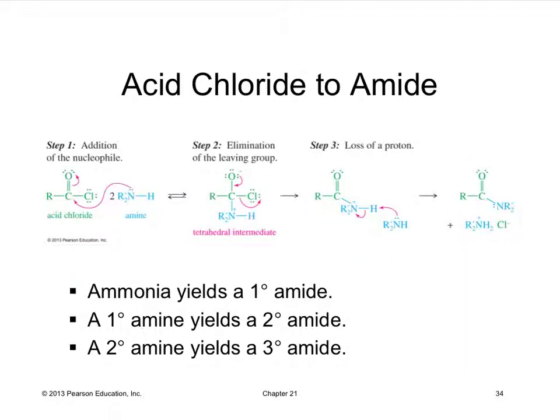In terms of acid chloride to amide, your amine reacts, kicking out electrons to the oxygen. Now the electrons from the oxygen come back down, kicking off the chloride. And rather than the chloride coming and deprotonating, your amine comes in, deprotonates, neutralizing it, forming the chloride salt and your amide. So ammonia yields a primary amide, secondary amide, tertiary amide.